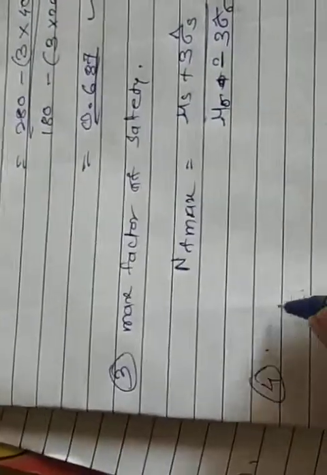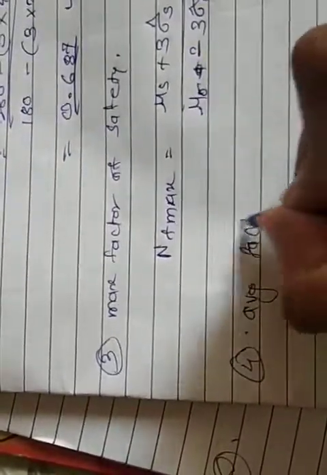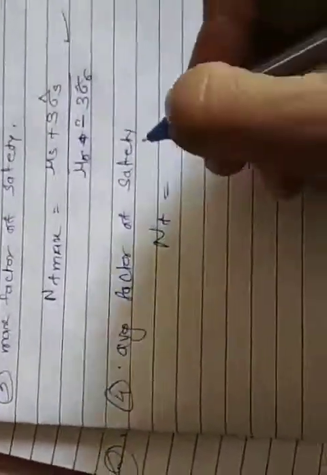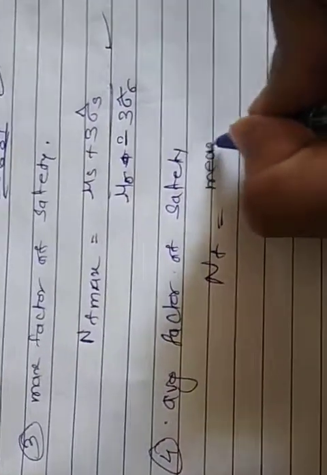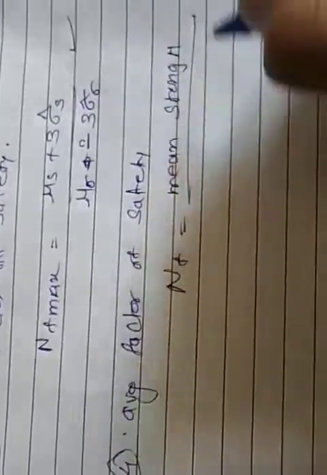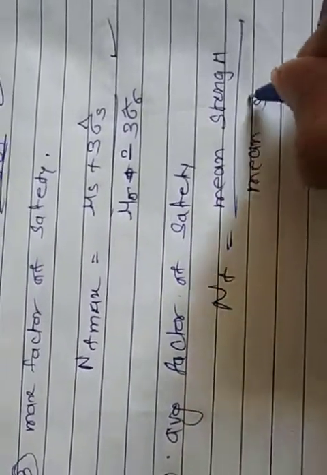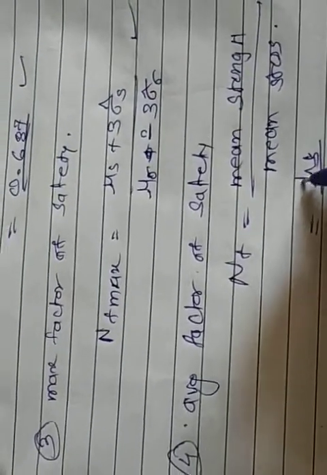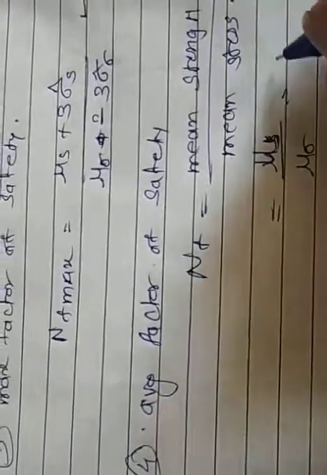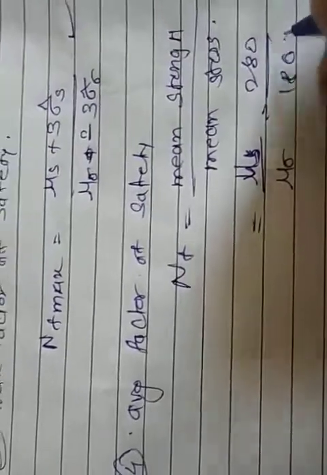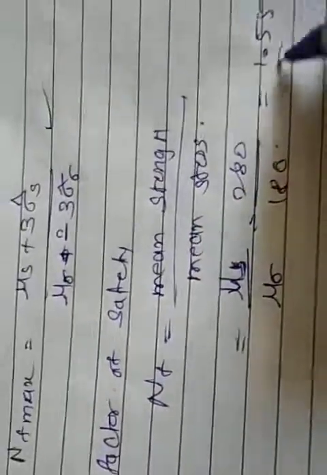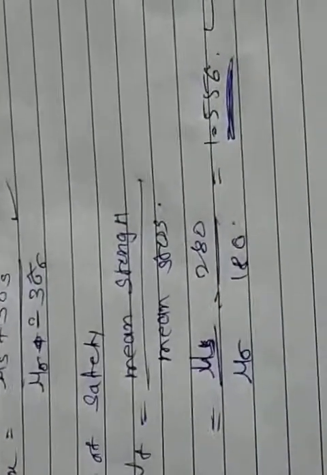And in our example they have asked to find out the average factor of safety, which is equal to mean strength divided by mean stress, which is equal to mu s divided by mu sigma, which is equal to 280 divided by 180, and we are getting 1.556 as the final answer.